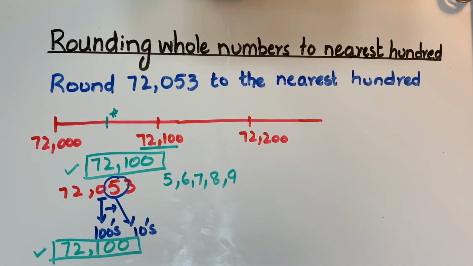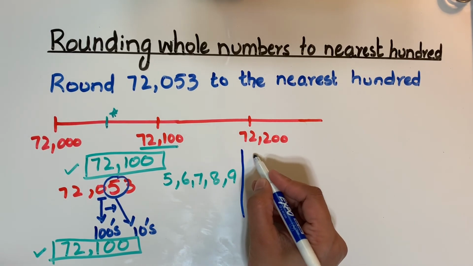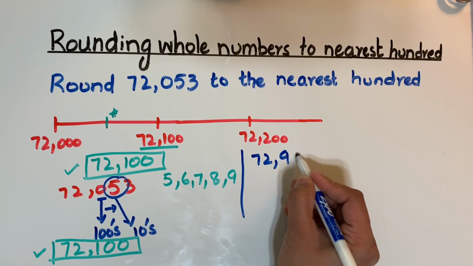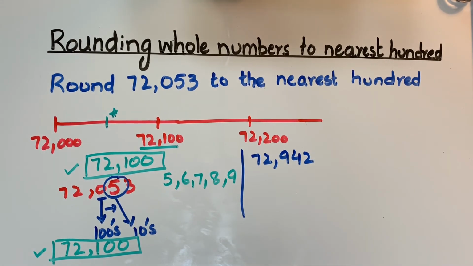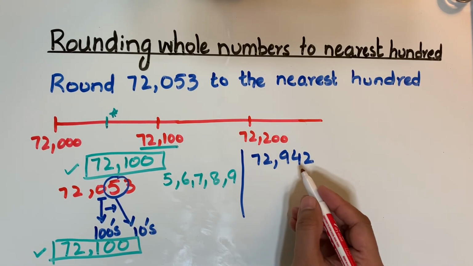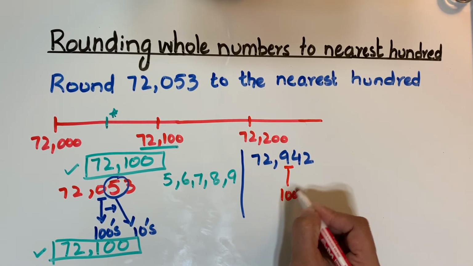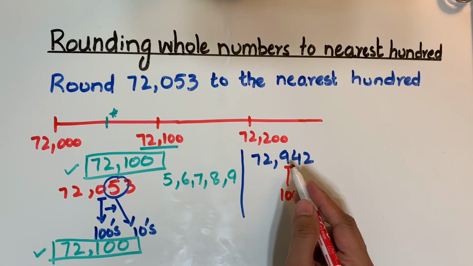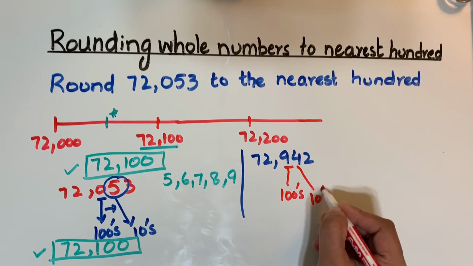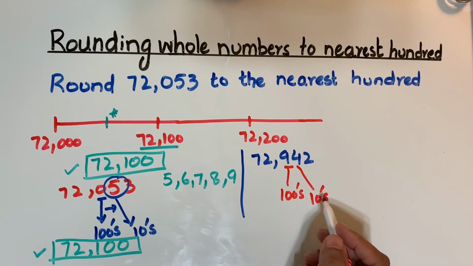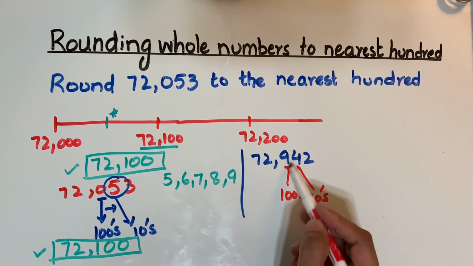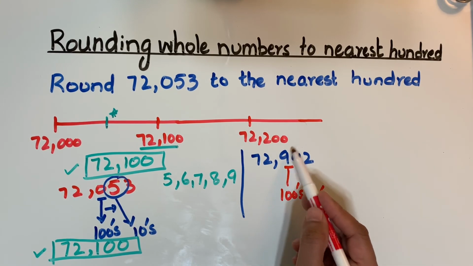Let's take another example. Round 72,942 to the nearest hundred. We have to round this number to the nearest hundred, so first of all, we should mark the place value of the digits. This is the ones place, this is the tens place, and this is the hundreds place. This is the hundreds place which we have to round, and the place one less than this is the tens place. We have to check the digit in the tens place. The digit in the tens place is 4.